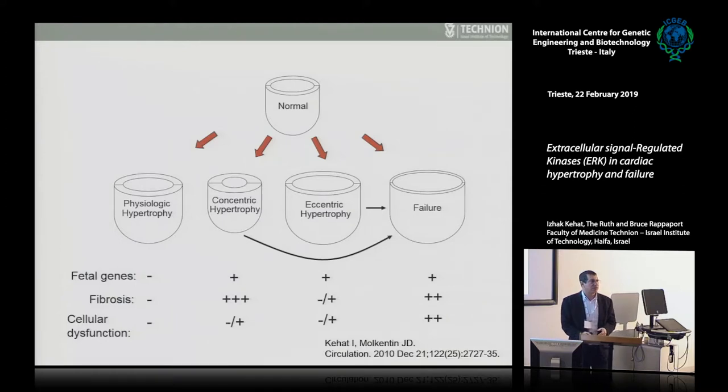hypertension or aortic valve stenosis, the heart responds in a growth pattern, which we call concentric hypertrophy, that is characterized by increase in the wall thickness. In contrast, when the heart faces volume overload, like we see, for example, in patients with mitral valve leak, the heart responds in a growth pattern, which we call eccentric hypertrophy, that is characterized by increasing the diameter of the left ventricle, usually without an increase, sometimes with even thinning of the ventricular walls.